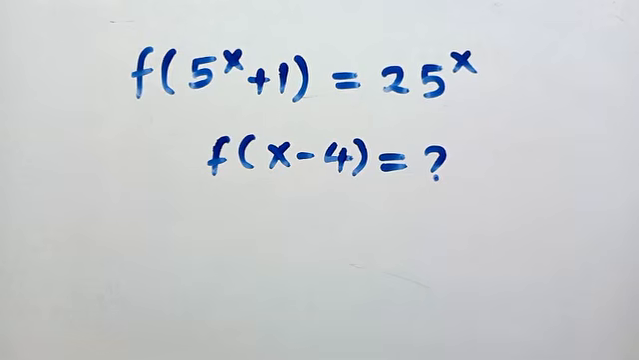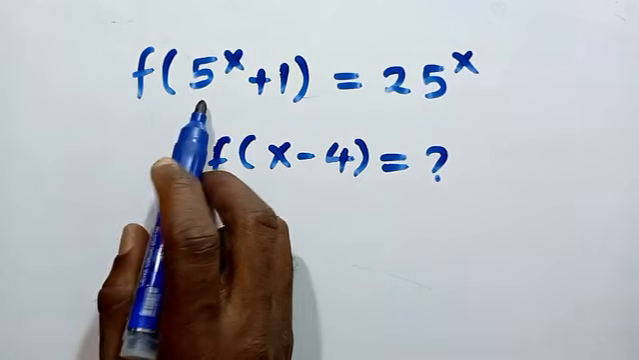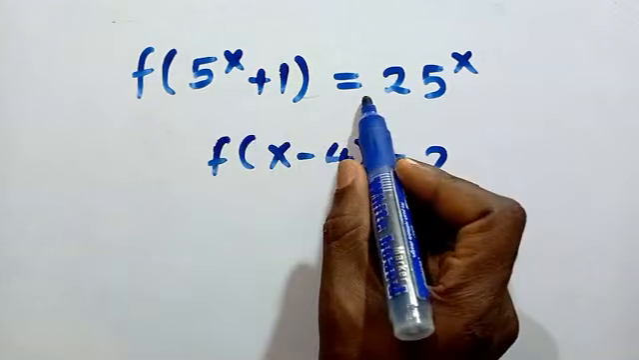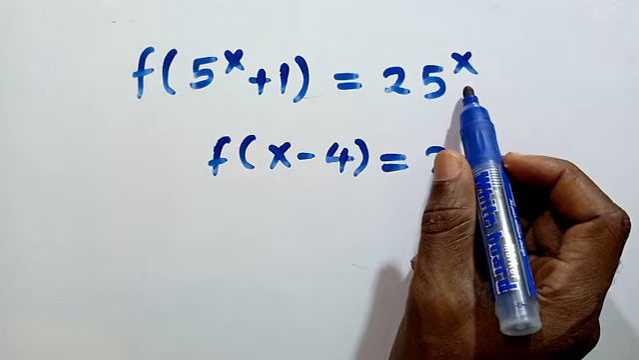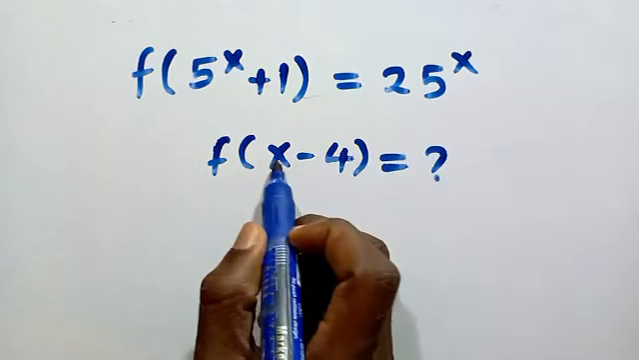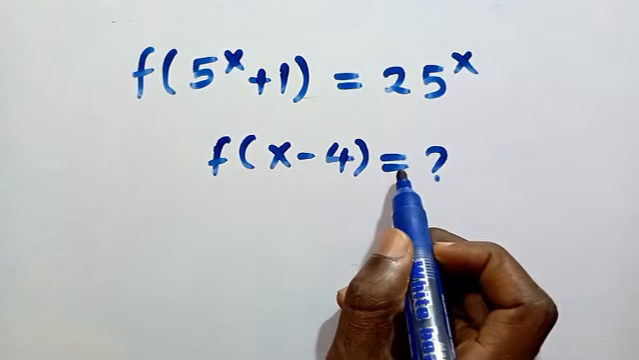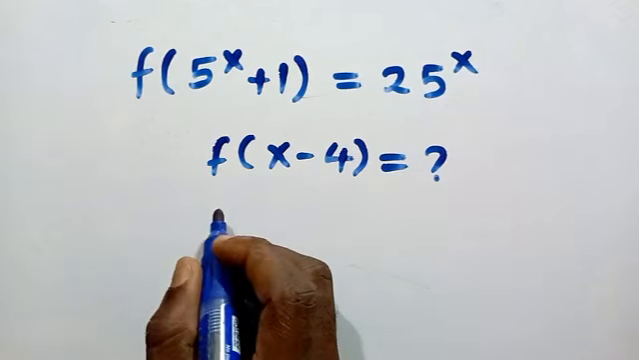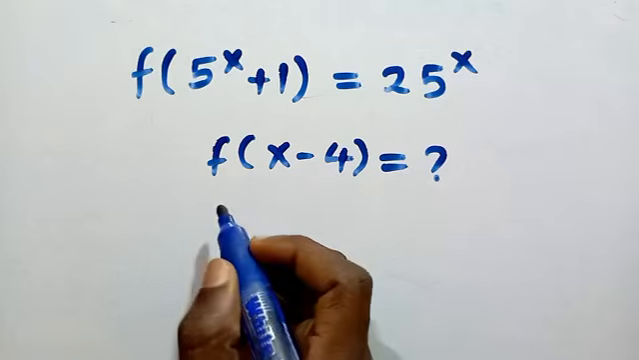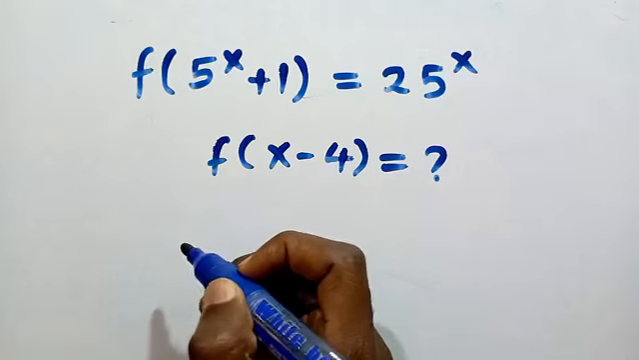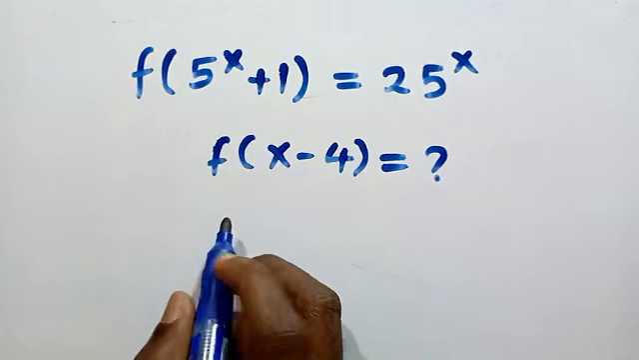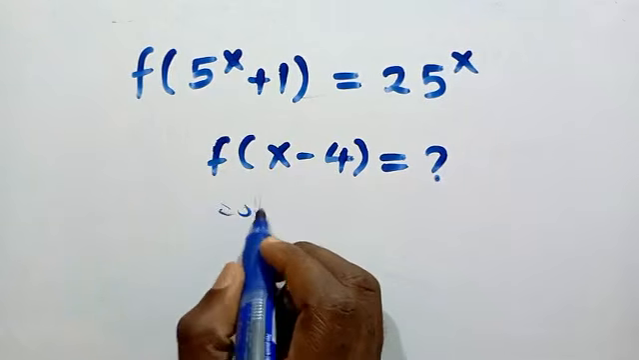How to solve these nice equations? We have f of 5 power x plus 1 equals 25 power x, and here we want to find f of x minus 4. We are going to solve this using two different methods, and we are going to consider which one is more effective between these two methods to solve this functional equation. Let's consider the solution first.